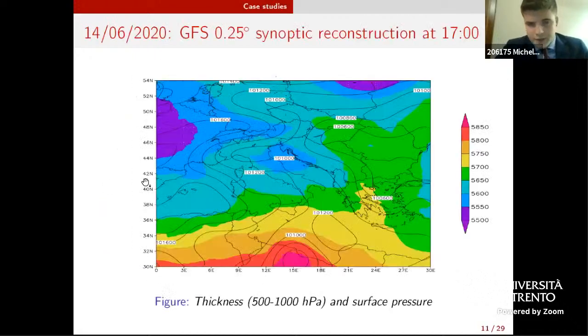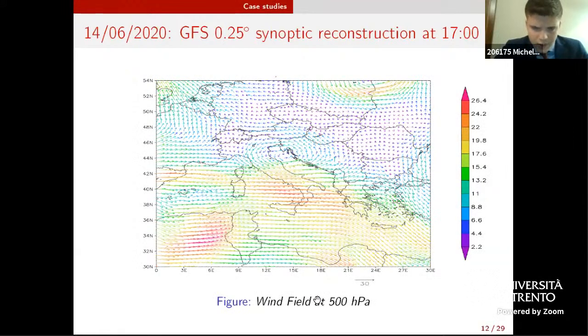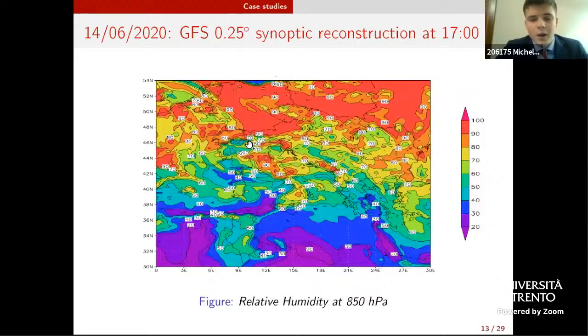So let's start from the first event, the 14th of June. From the synoptic reconstruction using GFS data at a quarter of a degree resolution, we can see in the late afternoon a cyclonic circulation with a thickness minimum located on the Adriatic Sea, which, as you can see from the wind field at 500 hectopascal, moves from the northeast above the investigated region, Lombardy. The relative humidity field at 850 hectopascal reports larger values of relative humidity in the northeast and beyond the Alps.